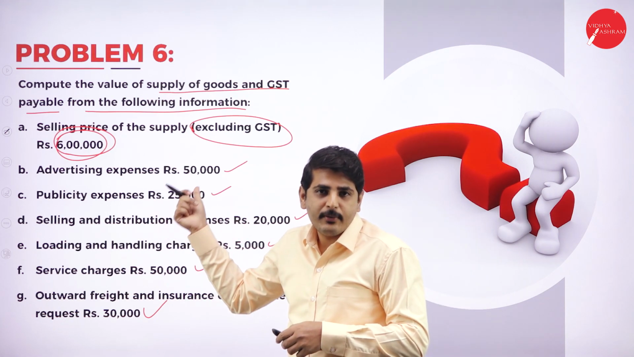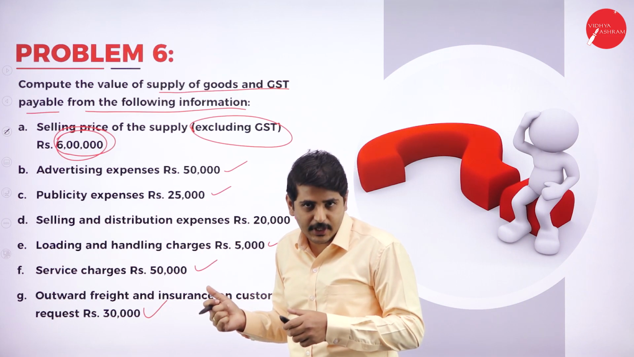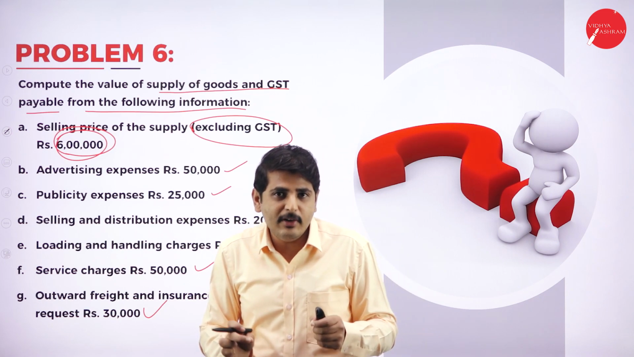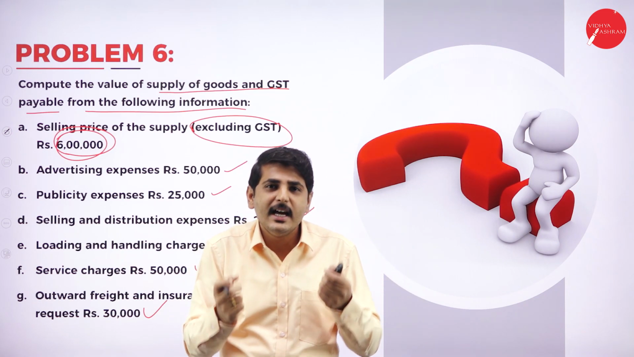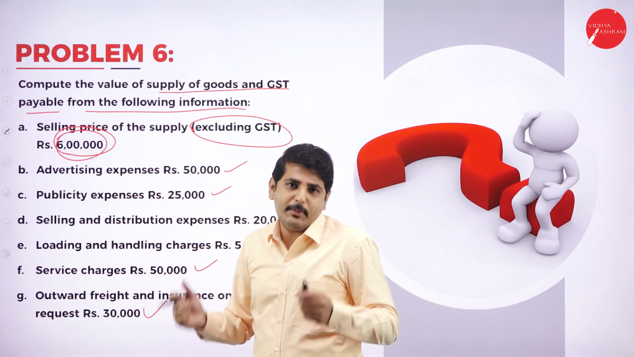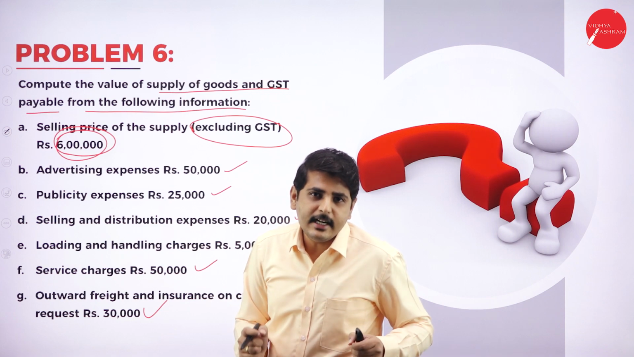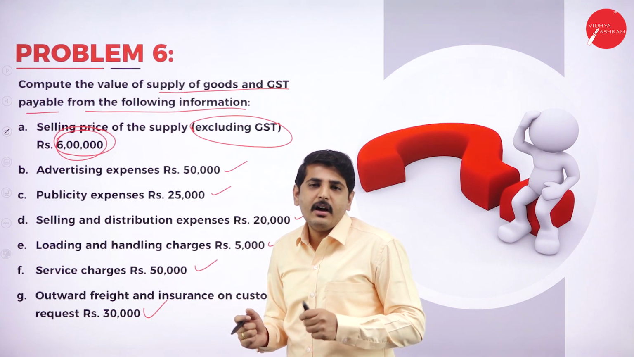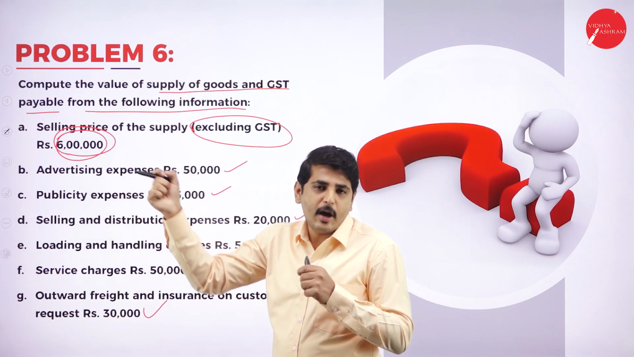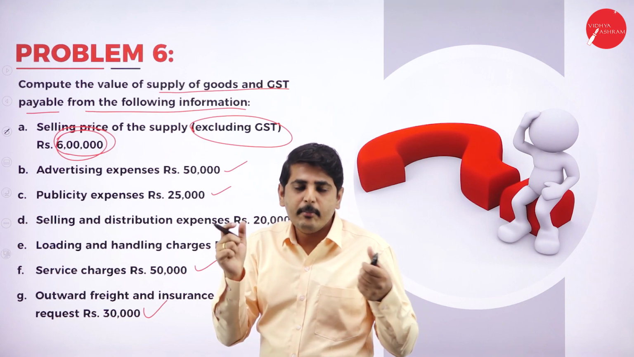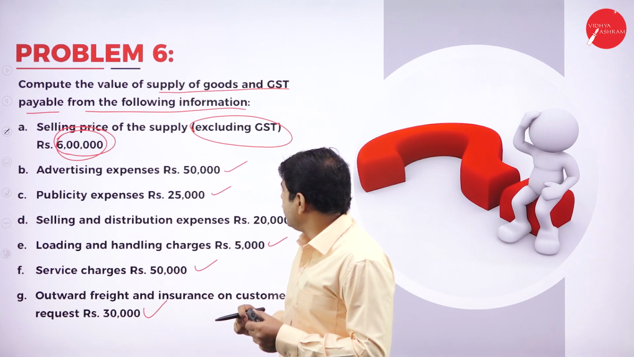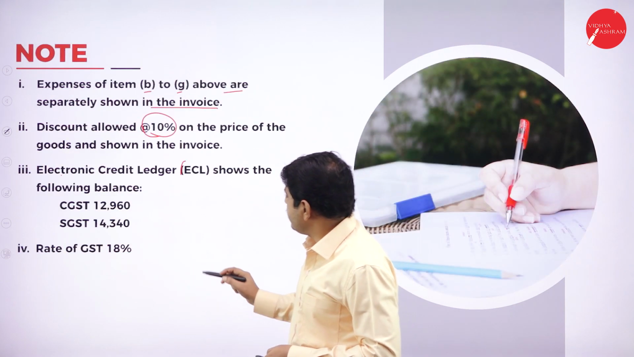After the production is finished, we have to pay a certain amount of tax. Out of the total GST payable, we can get the credit, or deduct the tax we have paid while purchasing raw materials. Once again, I am repeating: input tax credit means we can deduct the tax we have paid while purchasing the raw materials. So total tax payable minus input tax credit, that is what the electronic credit ledger shows.